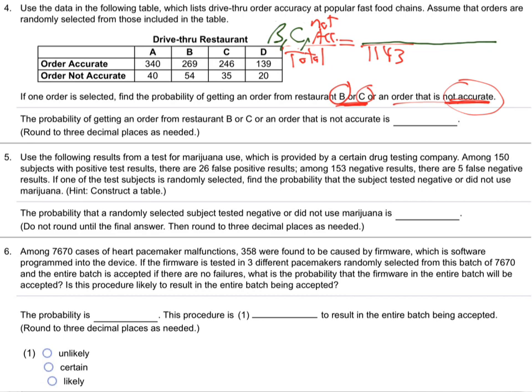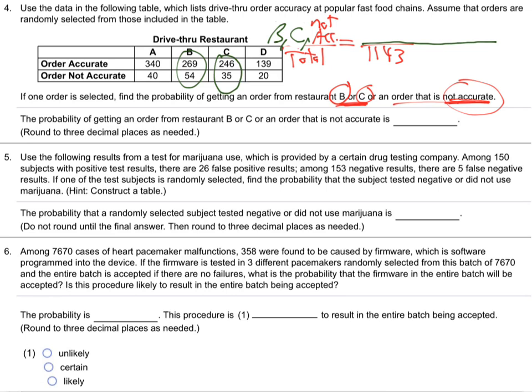Okay. So what are all the orders from restaurant B? Well, it's both those. Wouldn't you agree? Those are all from restaurant B. Everybody understand the difference? The 269 were from restaurant B accurate, and the 54 were from restaurant B not accurate. Whatever, we need them all from restaurant B. They said all of them from restaurant B, all of them from restaurant C. So all of these are from restaurant C. We need to add those in the top also, right?